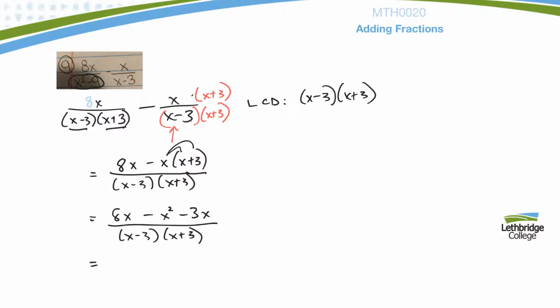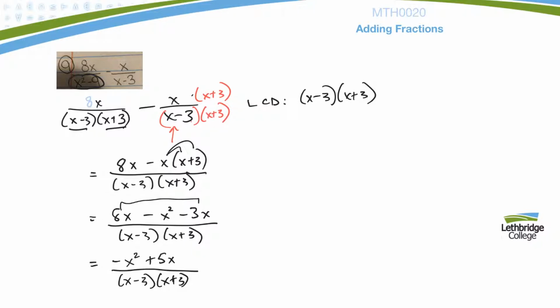I should collect like terms here, so maybe I'll write the minus x squared first, and then these two are alike, so I can collect them. So 8x minus 3x would be plus 5x over x minus 3, x plus 3.